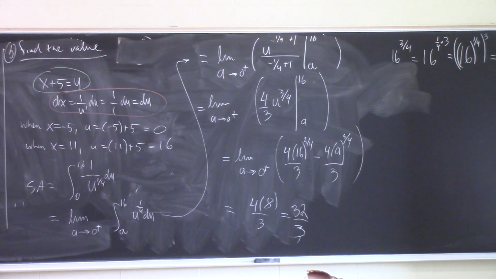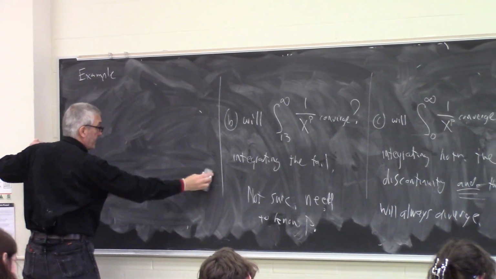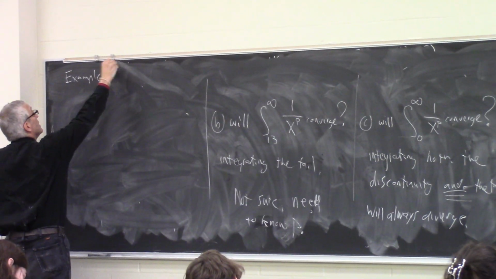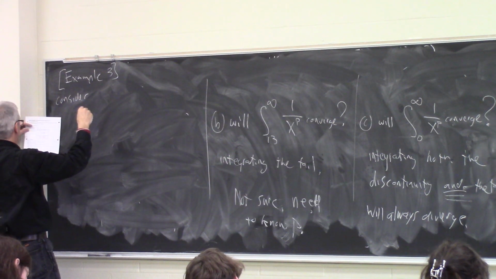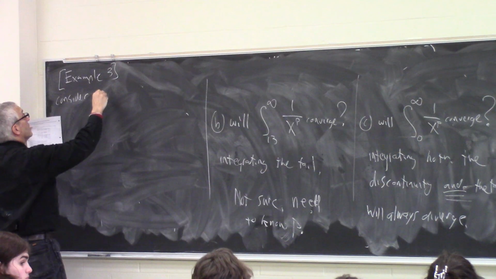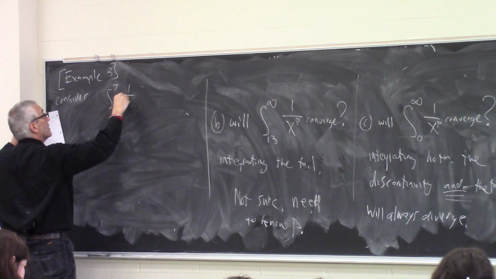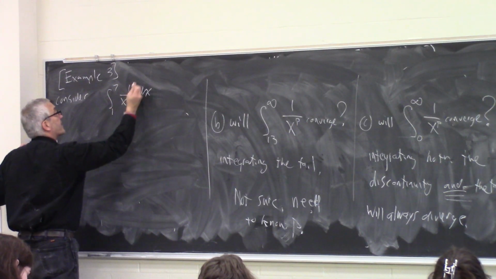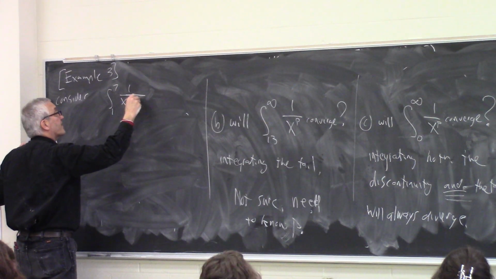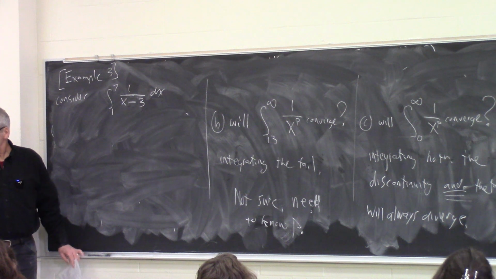Example 3. I changed my example numberings from last class. Example 3, consider this integral. Integral from 1 to 7 of 1 over x minus 3. A, will this converge?